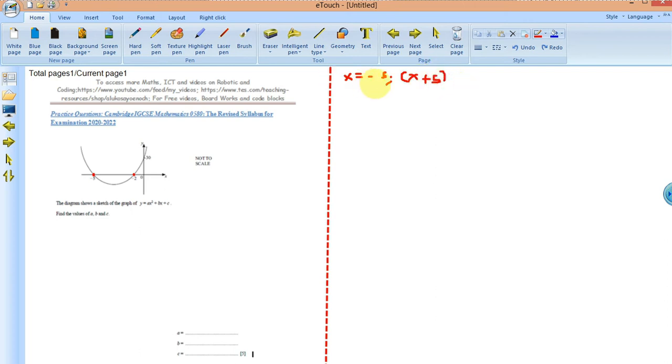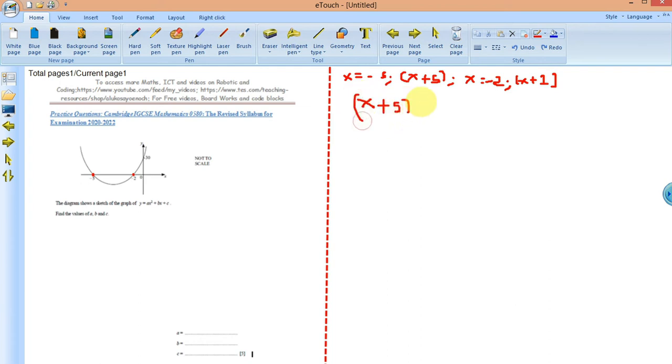Then also from x equals minus 2, you can get the expression x plus 2. So then I'll just go ahead and do x plus 5 into x plus 2. Hope you understand what I did. When you bring this one, that's x plus 2, and bring this one, that's x plus 5, x plus 2, equals 0.